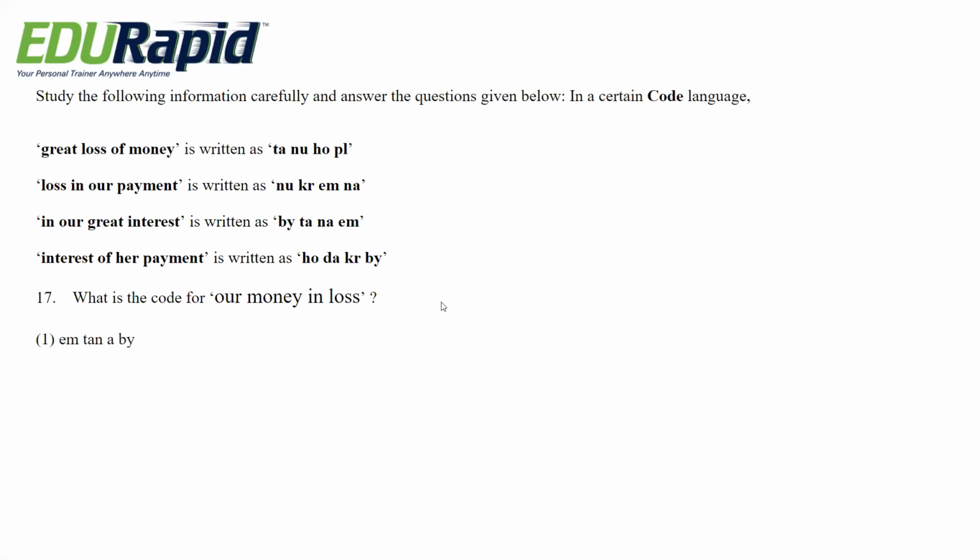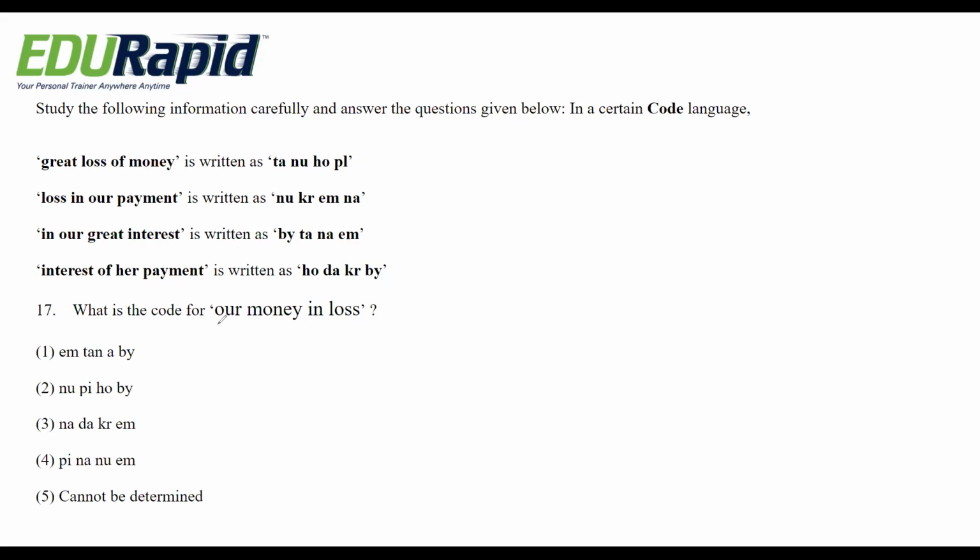Next one. What is the code for "our money in loss"? Here, there are four terms, and you have to find the code. Options are: the first option is EM, TA, NA, BY; the second option is NUPIHOBY; the third is NADAKREM; the fourth is PINANUEM; or cannot be determined.